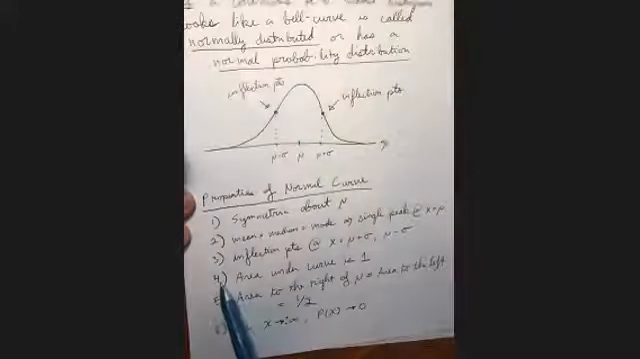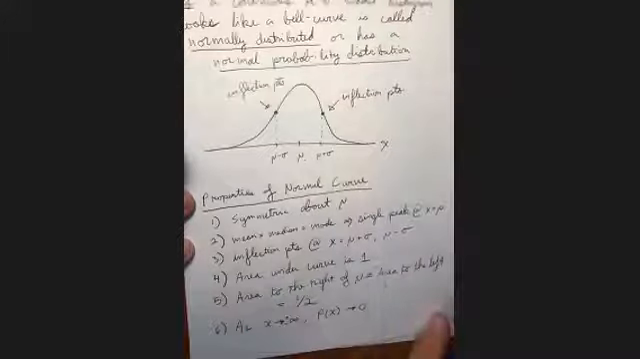Okay. The fourth property is that, as with all distribution functions and their curves, the total area under the curve must equal 1. So this just goes without saying.